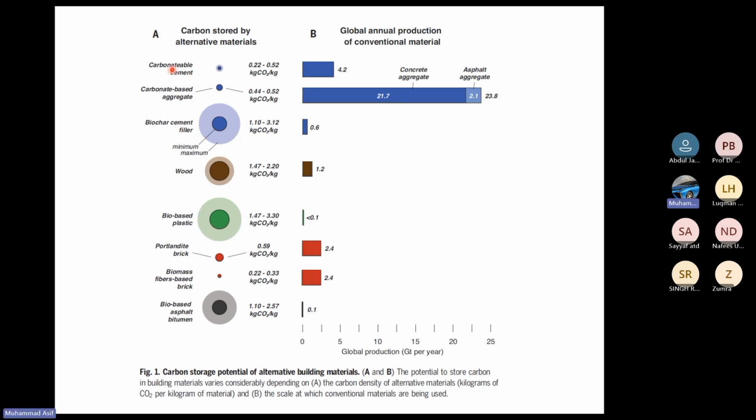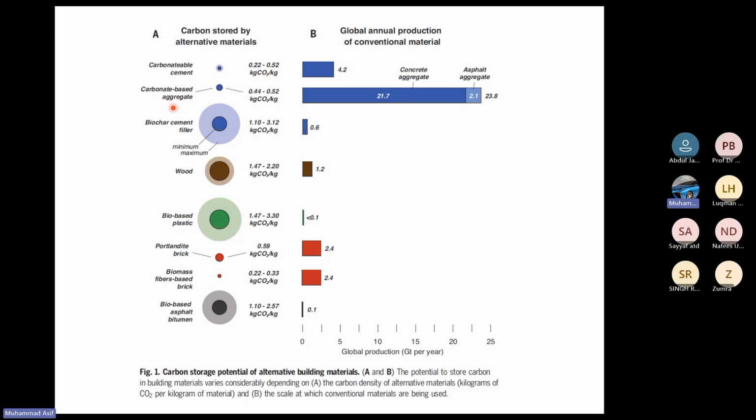If we have a carbonatable cement, we basically use calcium oxide and magnesium oxide, which are found beneath the soil, like 100 to 200 meters inside the soil. They can be taken out from there, magnesium oxide and calcium oxide, this kind of oxide, and this is carbonatable. Then it can be carbonated to capture carbon dioxide, and it can capture 0.2 to 0.5 kilogram of carbon dioxide per kg.